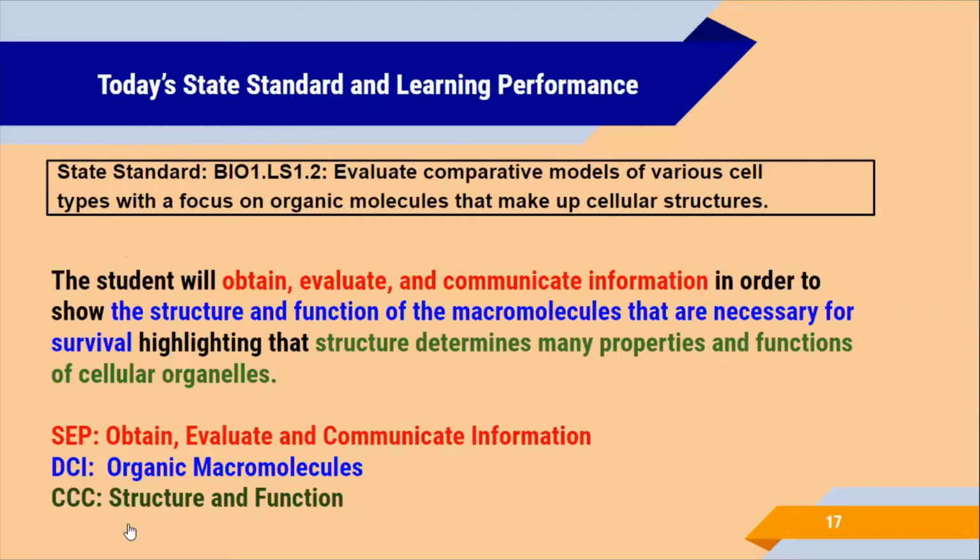Today's state standard and learning performance. The state standard for today's lesson is Bio 1.LS 1.2. Evaluate comparative models of various cell types with a focus on organic molecules that make up cellular structures. Our learning performance is: the students will obtain, evaluate, and communicate information in order to show the structure and function of the macromolecules that are necessary for survival, highlighting that structure determines many properties and functions of cellular organelles.